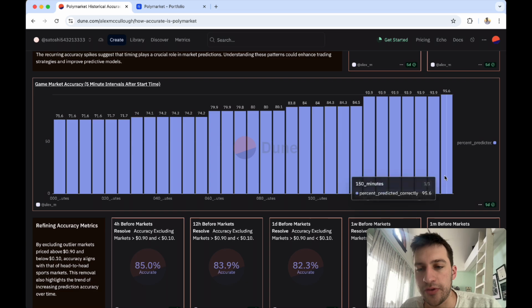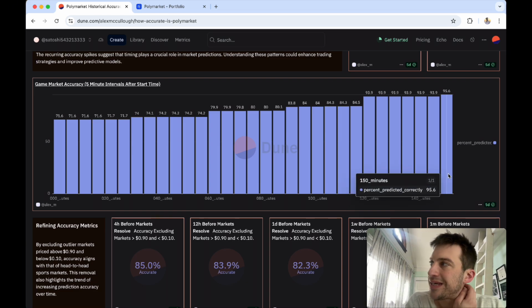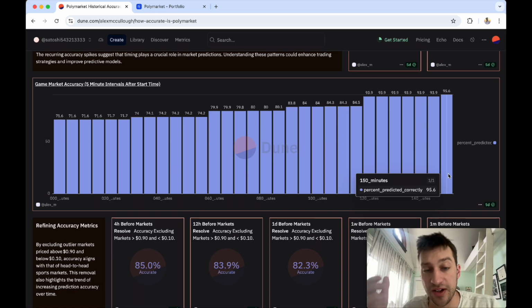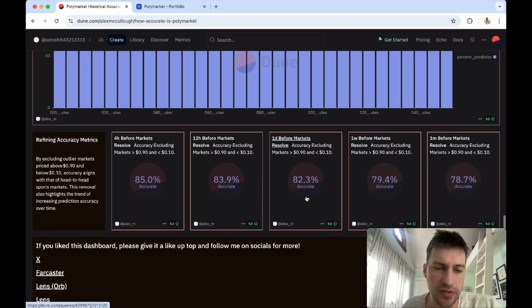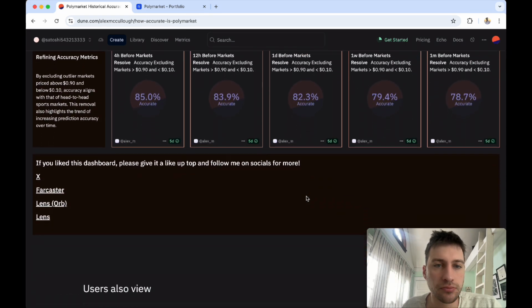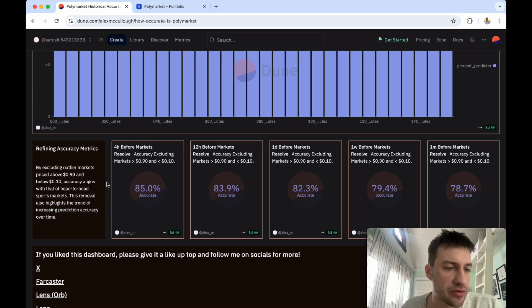Obviously, 150 minutes after the game started, the team that's winning, or the team that's more likely to win, as implied by the odds, wins 95.6% of the time. Not too surprising there, as you can see. And now finally, we can see some refined accuracy metrics.